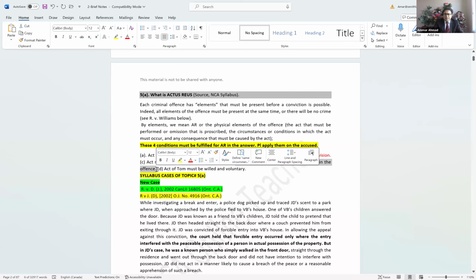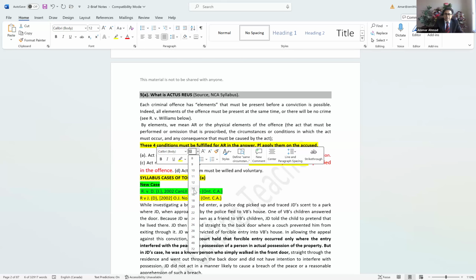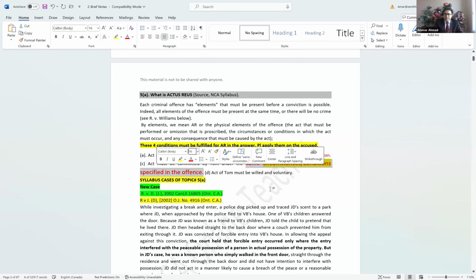For example, every offense in Canada has certain conditions or certain circumstances. We call them statutory conditions. So if the accused commits the act, but does not commit it under the same circumstances or conditions as mentioned in the offense, then although an act has been committed, it has not been committed under the same circumstances or conditions mentioned in the offense.